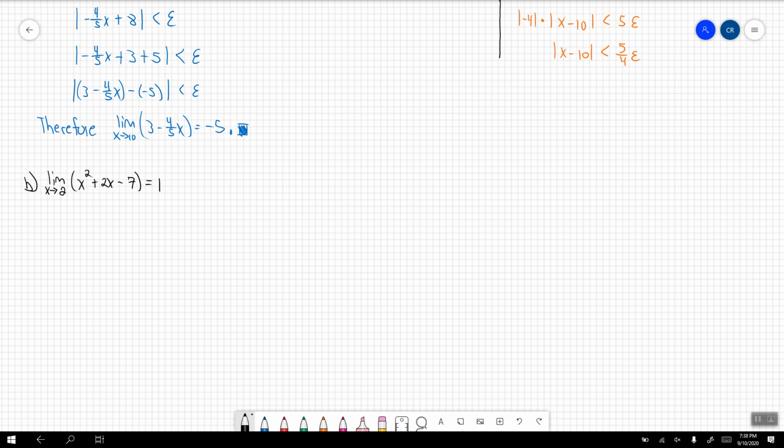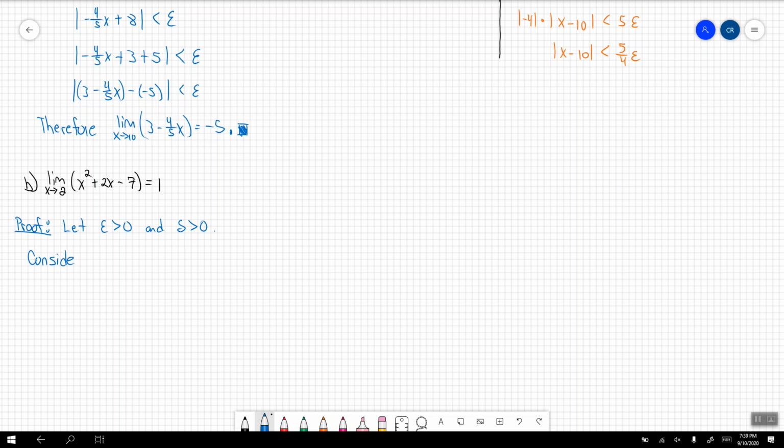So we're going to start off the exact same way, and we'll see if we can pull this off. If not, we might need a little bit more tools at our disposal. So let epsilon be greater than 0 and delta be greater than 0.